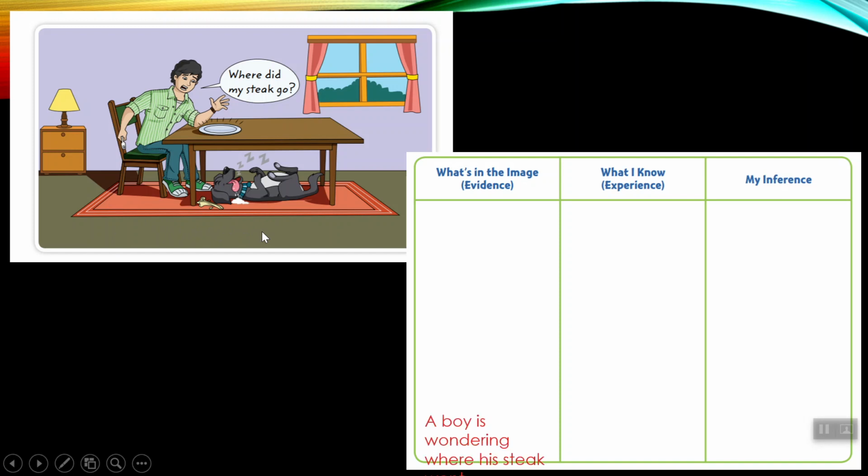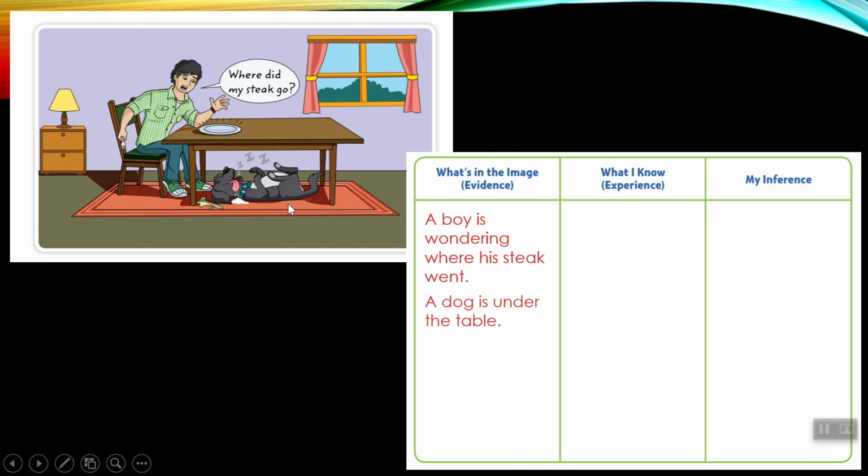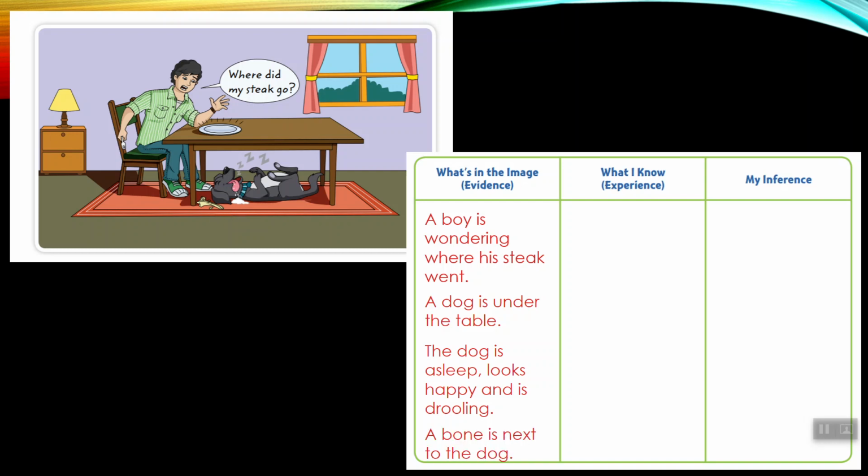Well, the first thing I see is a boy wondering where his steak went. And the next thing that draws my attention in this picture is a dog under the table. Now let's look closely at the dog. I see a dog who is asleep. Notice the snoring coming from him. He looks like he's smiling, and he's also drooling. We also see right next to the dog is a bone.